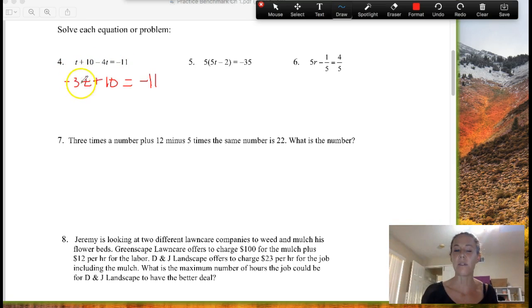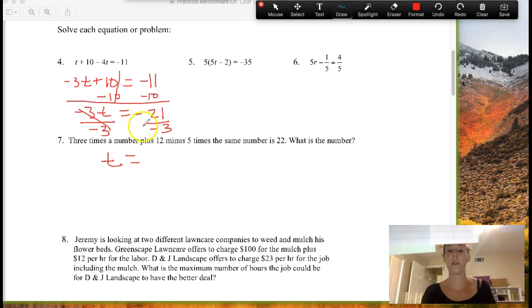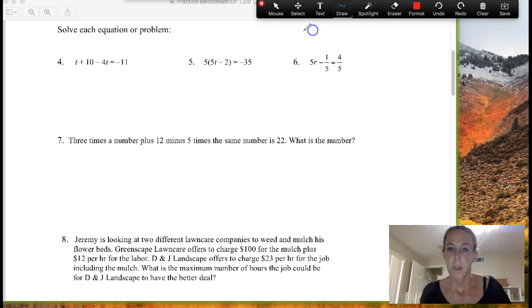So I'm not going to divide by negative 3 first. I'm going to get rid of this 10 first. So peel off the layers, peel off the extra things first. So I'm going to subtract 10, and I'm going to get negative 3t equals negative 11 minus 10, which is negative 21. Now I've got negative 3 multiplied by t. So to undo multiplication, I do division. So I divide by negative 3. And that's going to give me t equals negative 21 divided by negative 3. And a negative gives me a positive. And I'm going to get positive 7. And you're done.